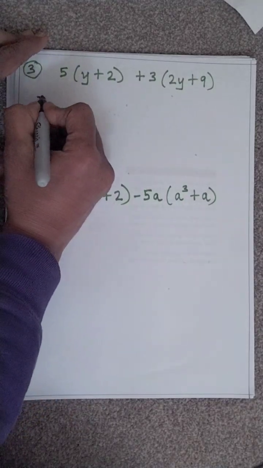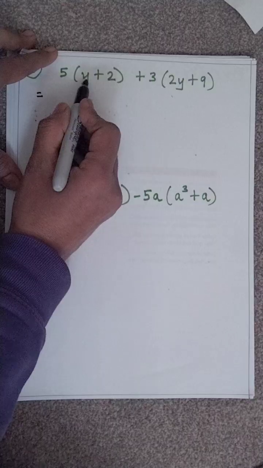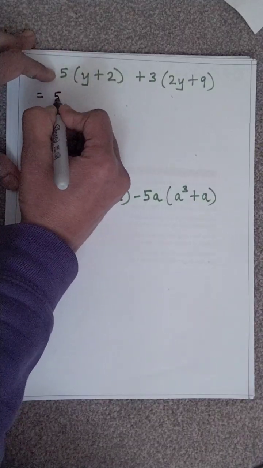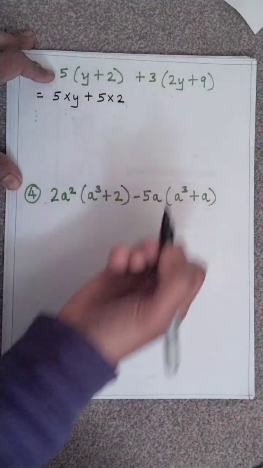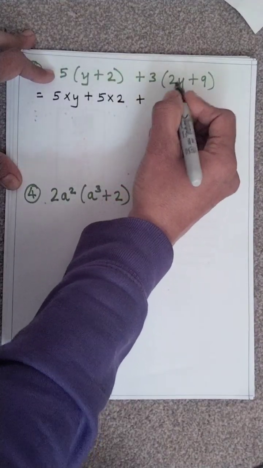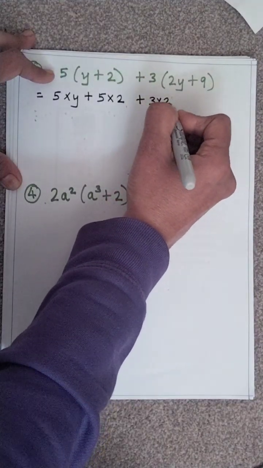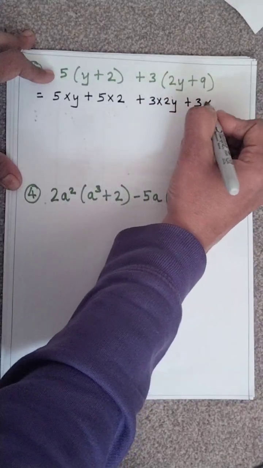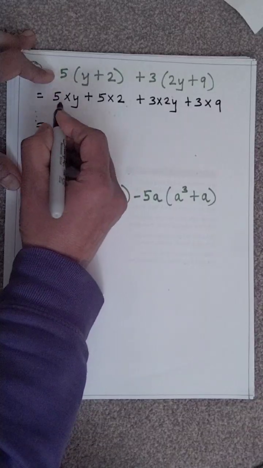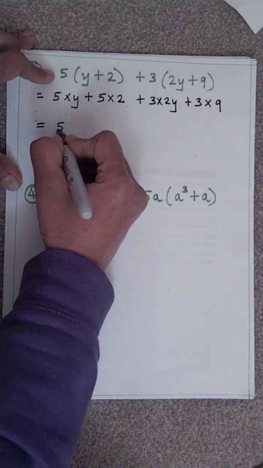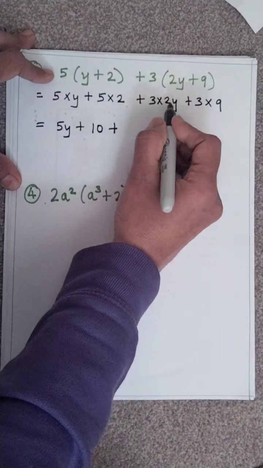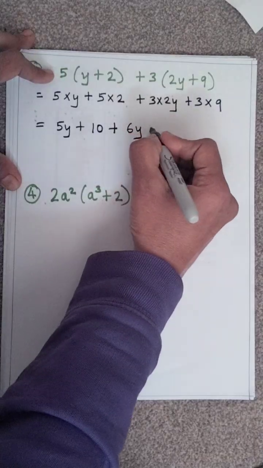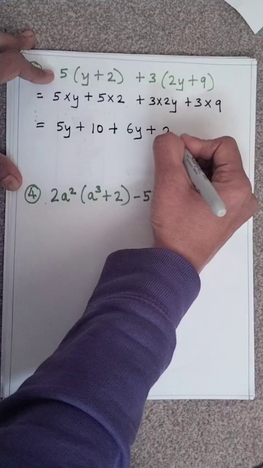Now another example. Is equal to 5 times y, 5 times y plus 5 times 2 plus 3 times 2y plus 3 times 9, is equal to 5y plus 5 times 2 is 10 plus 3 times 2y is 6y plus 3 times 9 is 27.